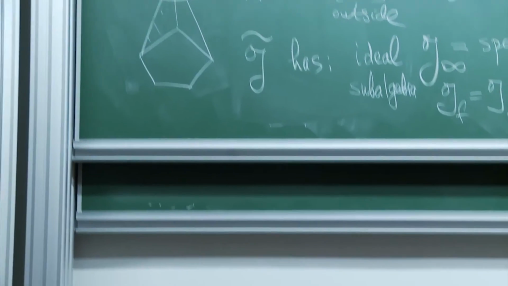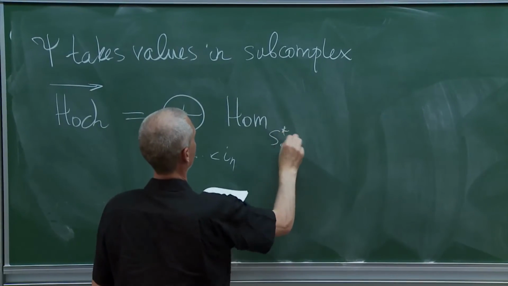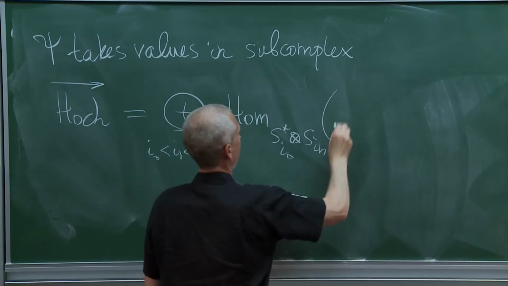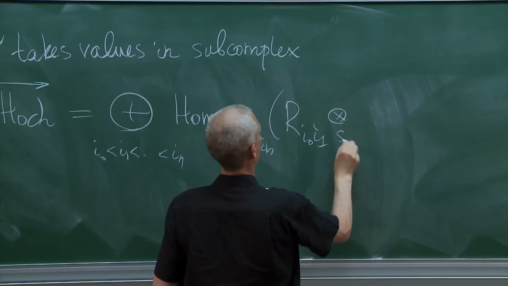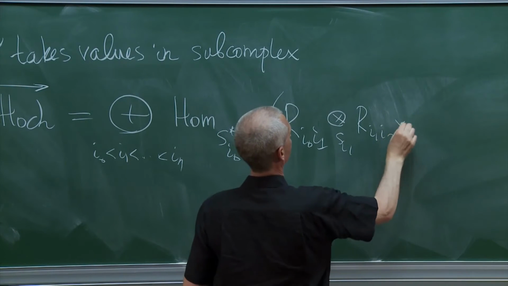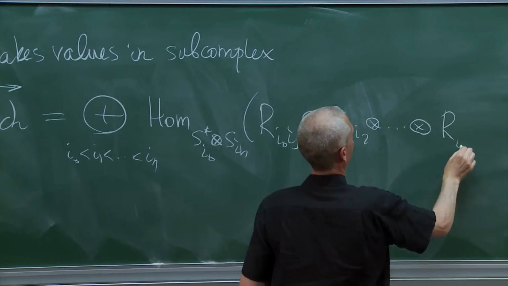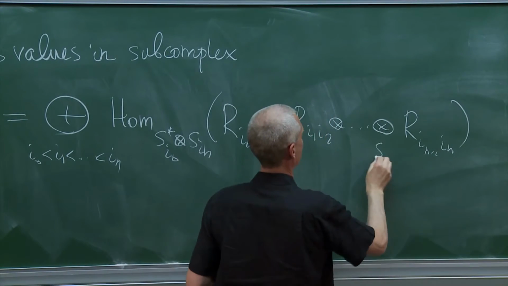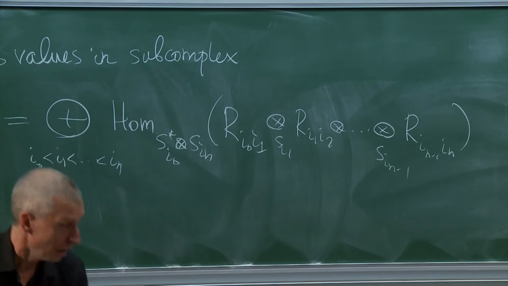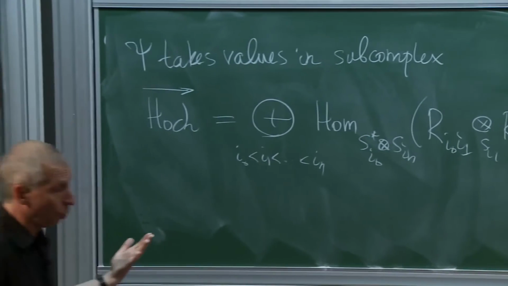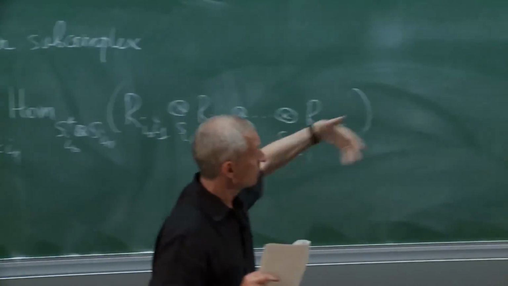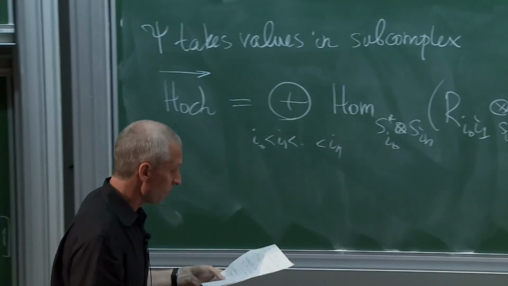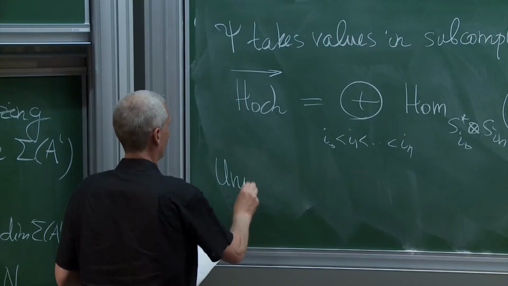So we have hom over S_{i0} star tensor S_{in}. Here I have R_{I0 I1}, so this refers to this triangular structure, tensor S_{i1} R_{I1 I2} tensor R_{In-1 In} over S_{in-1}. And then in this complex, what we can prove is a certain universality theorem, that this algebra GF, the corresponding morphism, is a quasi-isomorphism, called the universality theorem.